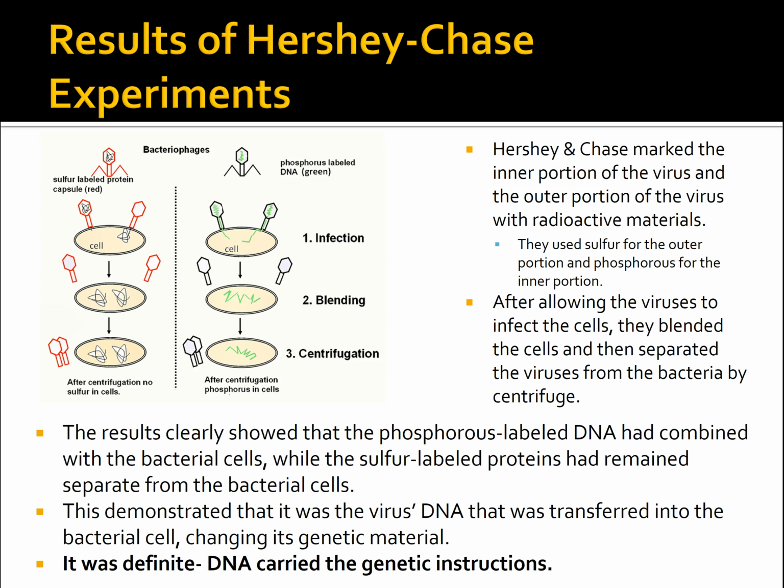So the results clearly showed that the phosphorus-labeled DNA had combined with the bacterial cells, while the sulfur-labeled proteins had remained separate from the bacterial cells. This demonstrated that it was the virus's DNA that was transferred into the bacterial cell, changing its genetic material. It was definite. DNA carried the genetic instructions.